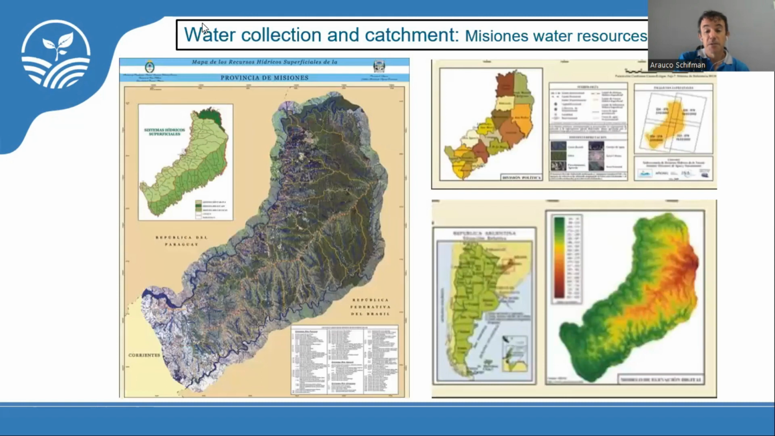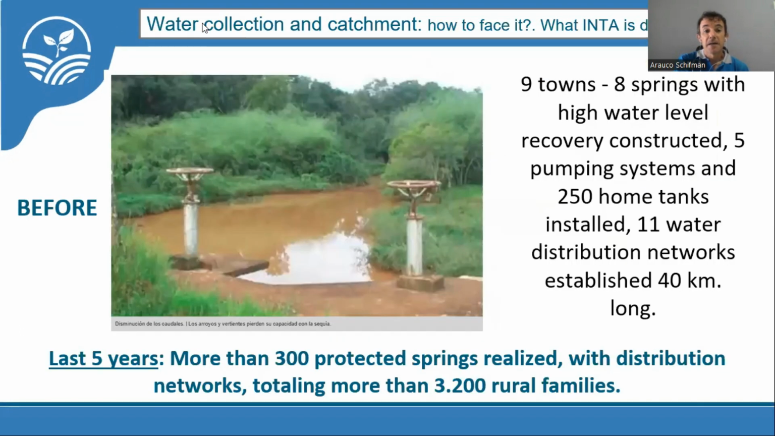This is a picture from the Misiones province where that technology is used. I want to share with you how our institution, INTA, helps the people with the funding of projects to permit that the people have different kinds of water for consumption. This is just an example: in the last 5 years, more than 300 protected springs were built with distribution networks, totaling more than 3,200 rural families.